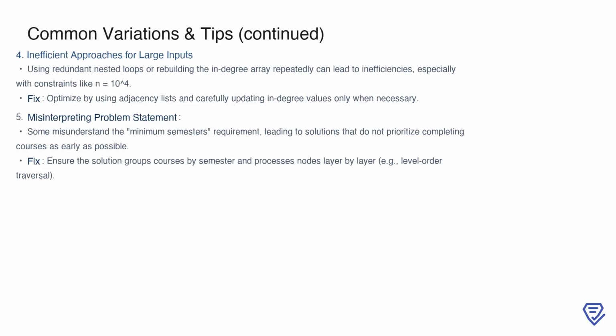Additionally, misinterpreting the problem statement is a common source of errors. For example, some solutions fail to meet the requirement of completing courses in the minimum number of semesters. Instead of prioritizing layer-by-layer processing, they might process nodes in an arbitrary order, leading to suboptimal results. To get this right, you need to group courses by semester, which can be achieved by processing the graph in levels using a level-order traversal approach. This ensures that courses are completed as early as possible while respecting the prerequisites.